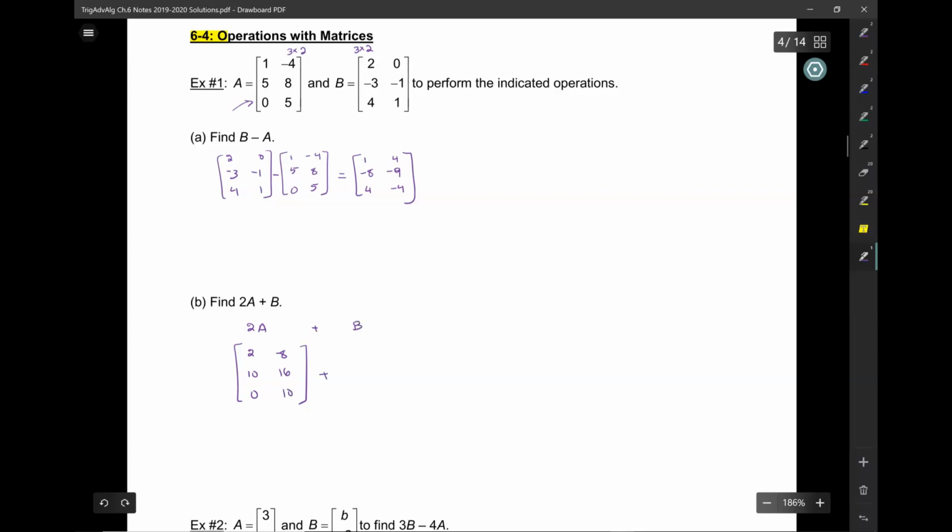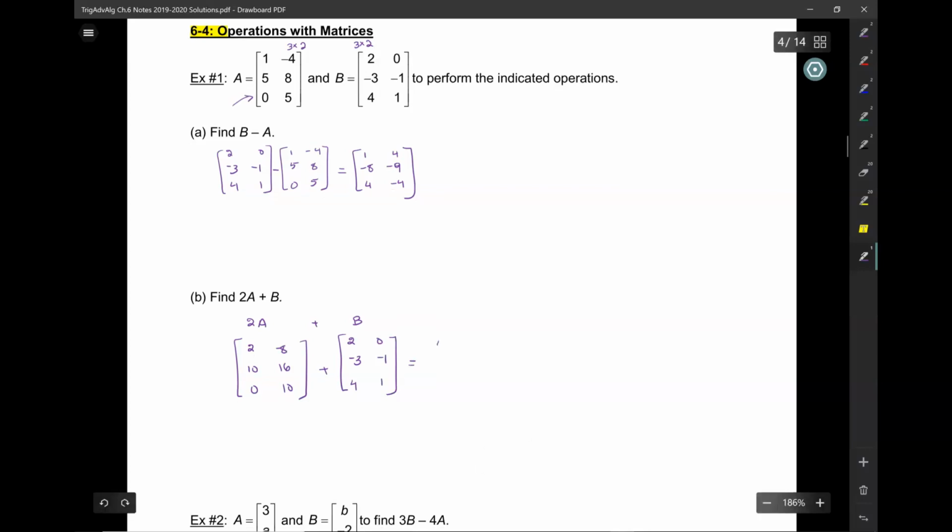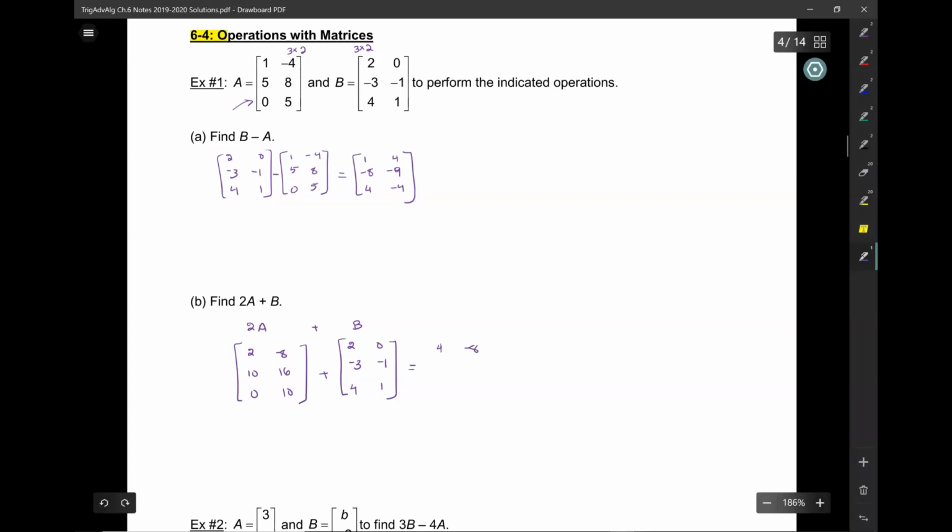Plus, we need matrix B. Where is matrix B? Here we go: 2, 0, negative 3, negative 1, 4, 1. So here I get, when I add them, 4, negative 8, 10 minus 3 is 7, 16 minus 1 is 15, 4, 11, and there you have it.